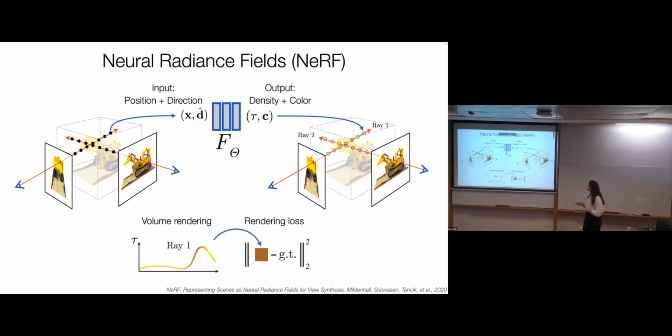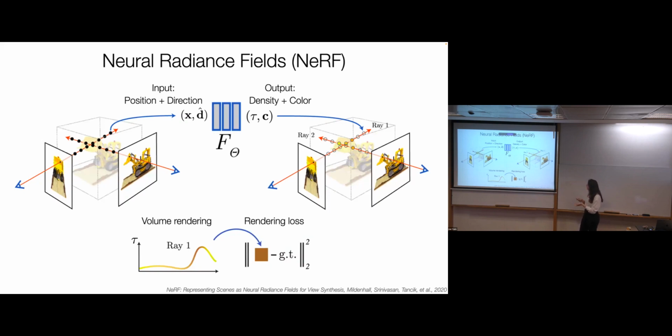So what you do is shoot a ray through this pixel and sample a few points along that ray. For each point, you evaluate the function, and you get the density and the color. Then, using volume rendering, where the idea is to find the expected color along the ray based on the density amount, you get your rendered color.